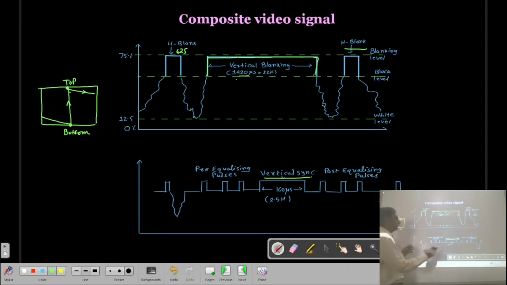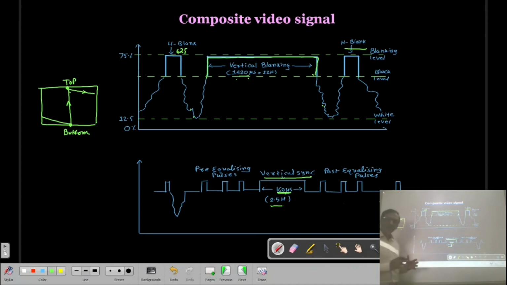Correct? Now, the vertical sync pulse is going to be added during this time period of 1420 microseconds. And what is the duration of this? That is 160 microseconds. This vertical sync pulse is used to synchronize the field. And this 160 microseconds means it is going to consume almost 2.5 horizontal lines.